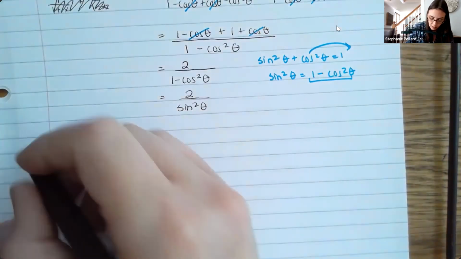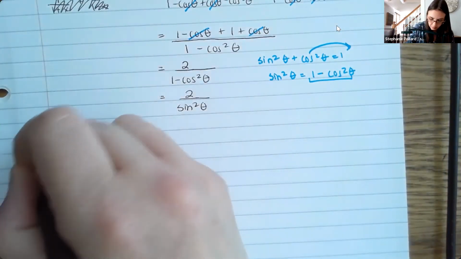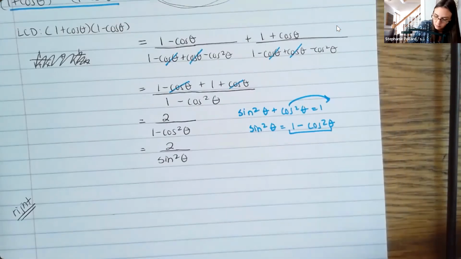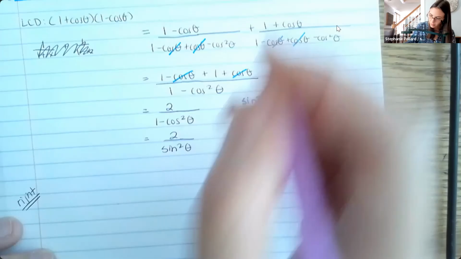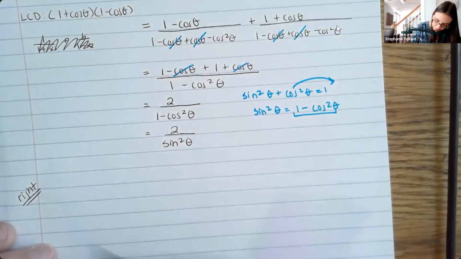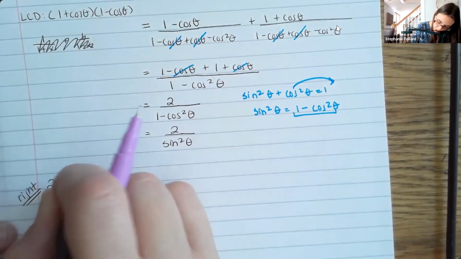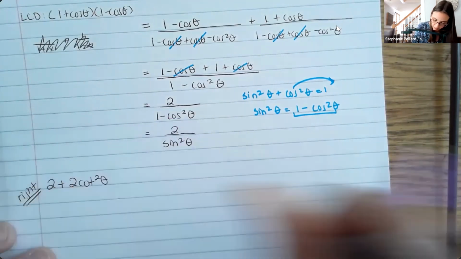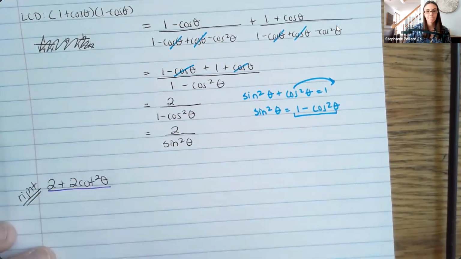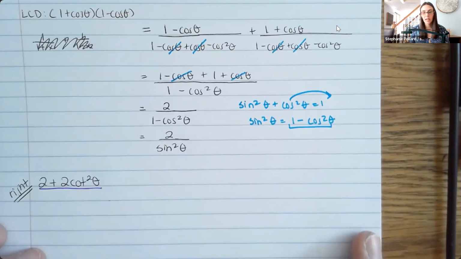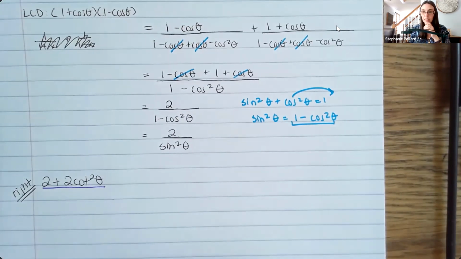So let me try that. Let's try the right side. Okay. So I'm going to go ahead and start with 2 plus 2 cotangent squared theta. All right, so the left side didn't get me the whole way. I kind of only got part way and I got stuck. So I'm going to try the right side now. And I'm going to see what I can do with the right side.